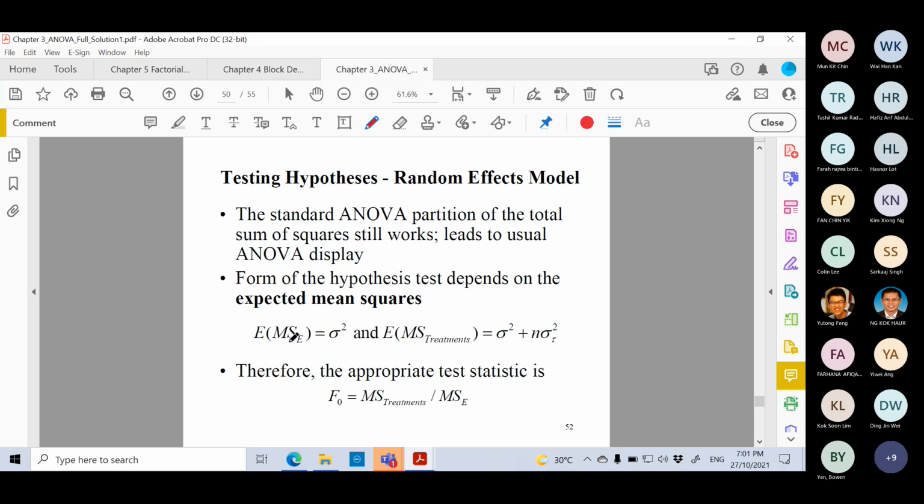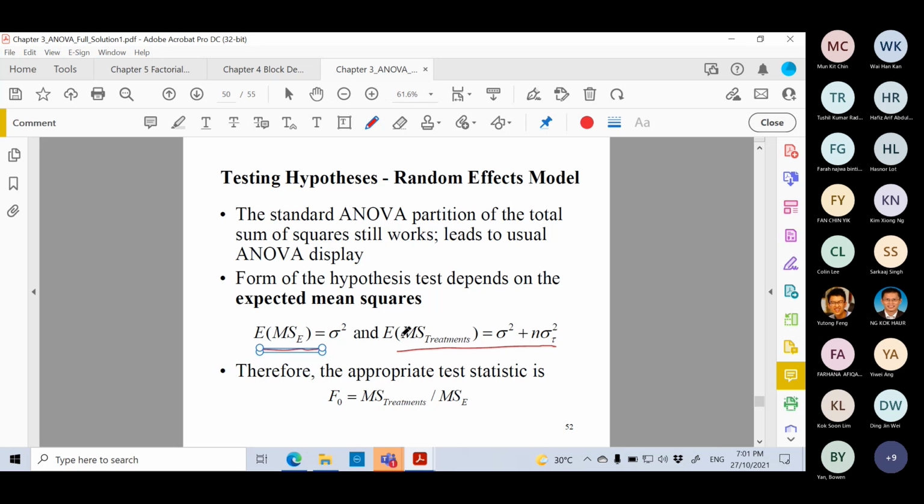Of course, this one is not directly equal. You need to do the derivation, then you can get it equal. The expected value of the mean square treatment will equal sigma square plus n times sigma tau square. So these two expectations you need to write out. Of course, there is a shortcut to write them out. So why do we need to know the expected values here?